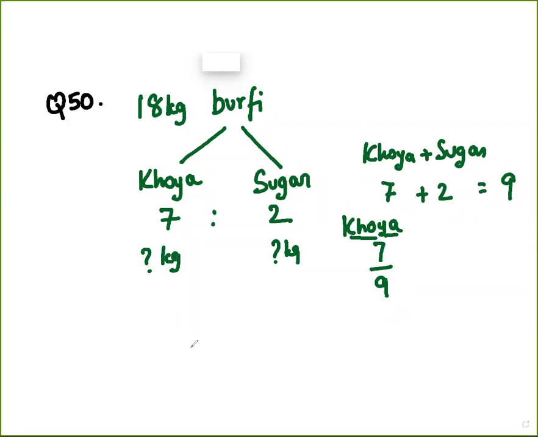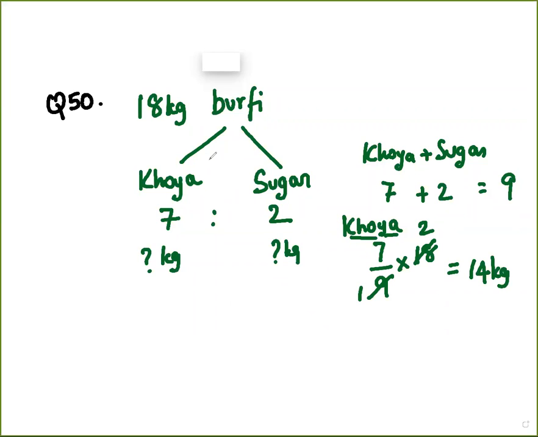Got it. So now the next part is, if 7 part of 9 is khoya, then in 18 kilograms, it will be 7 by 9 times 18. Now this part is also a little bit of a trick, so you have to understand what you're doing. So 7 parts in 9 is khoya, and that amounts to how much in 18 kilograms of barfi. If that part is also clear, then the rest of it is straightforward. 9 goes 1 time in 9 and 2 times in 18, and 7 multiplied by 2 is 14 kilograms.